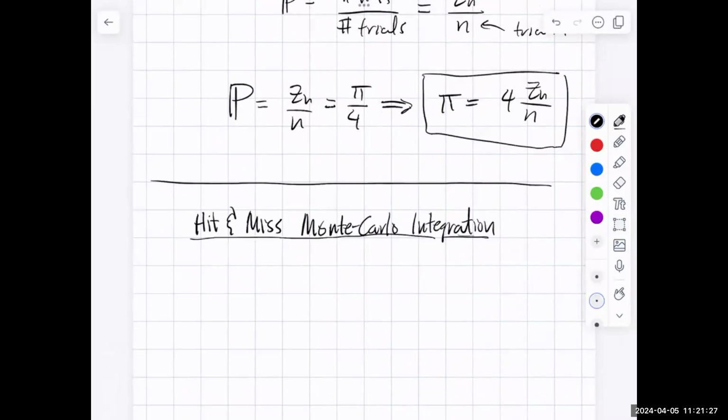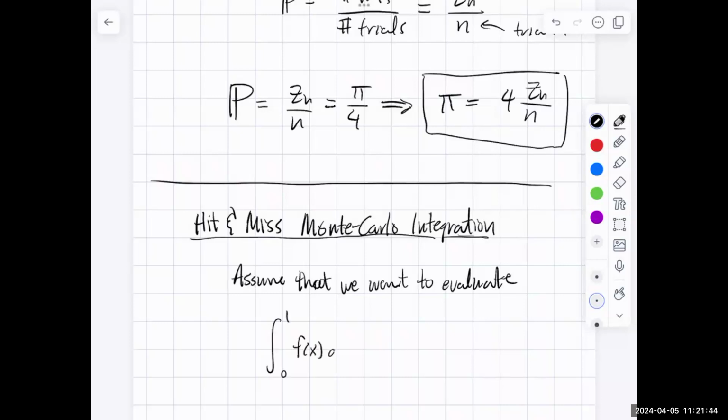All right, so let's assume that we want to evaluate the integral from 0 to 1 of f of x dx, which is just equal to the area under a curve. Just going back to this example of cutting out this piece of paper.